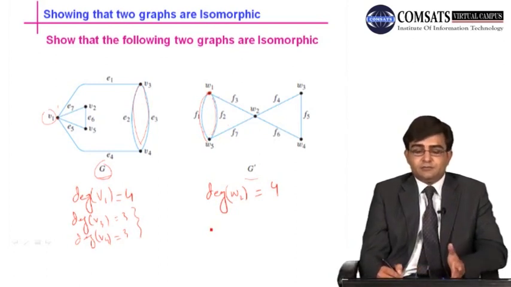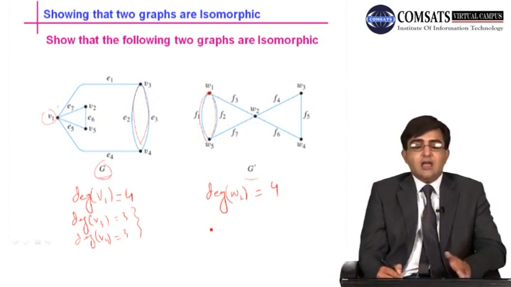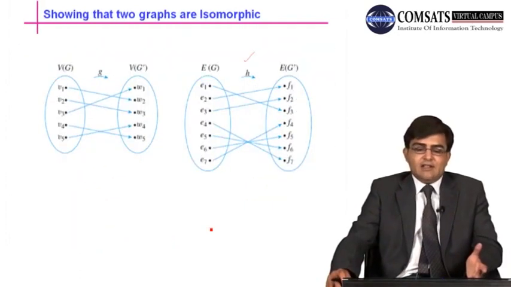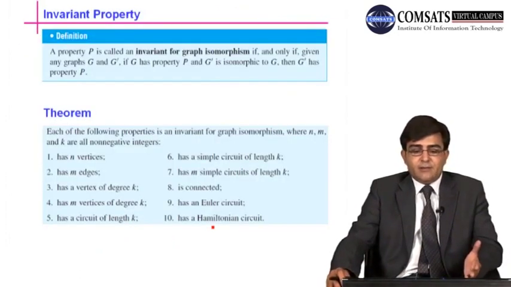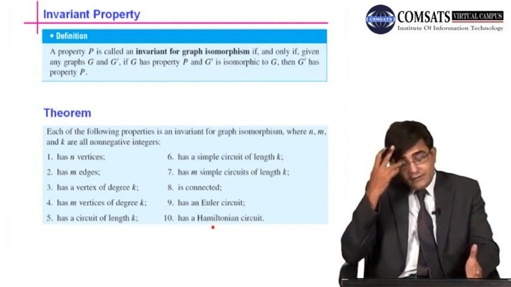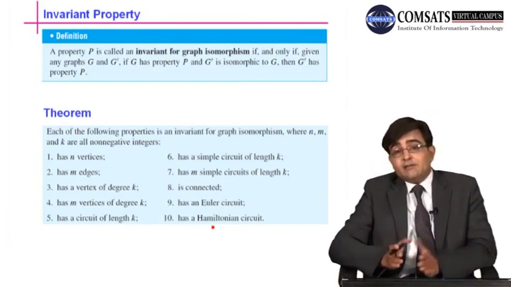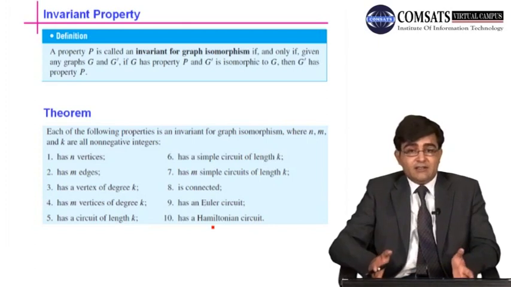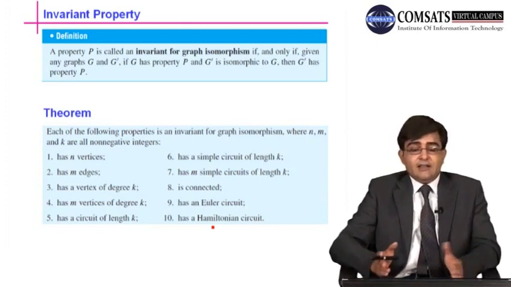So there are two vertices whose degree is 3. We can check other properties as well, for example, which are given here. The graph G has n vertices. The graph G dash must also have n vertices if there is an isomorphism between G and G dash.